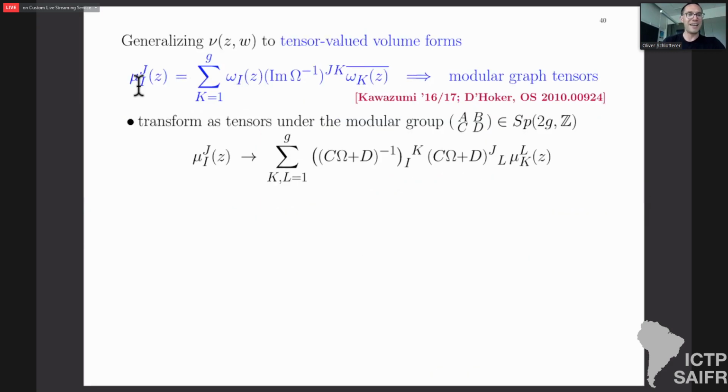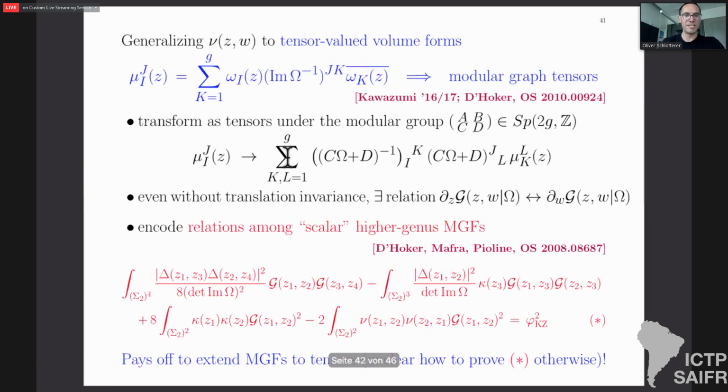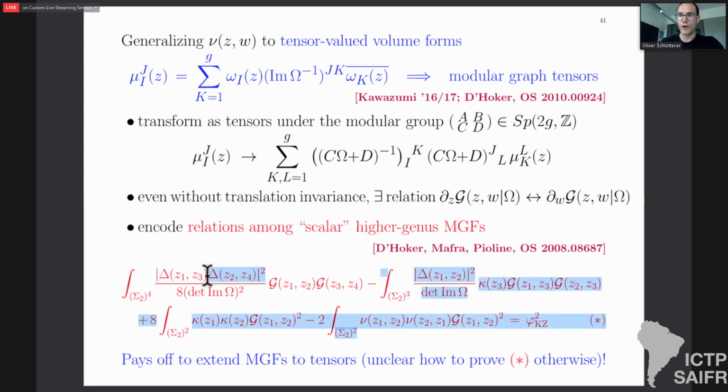You can go even wilder and generalize the modular graph forms to tensors, but maybe I shouldn't go into much detail in view of time. But the cool thing to say about modular graph tensors is that you take the most general integration measure that you may reconcile with modularity. And these are auxiliary objects that are super valuable to study the relations between the scalar modular graph forms. So even if you didn't have the intention in the first place to study tensors, it is rewarding to do so nevertheless. So here is one relation to show off among the scalar modular graph forms.